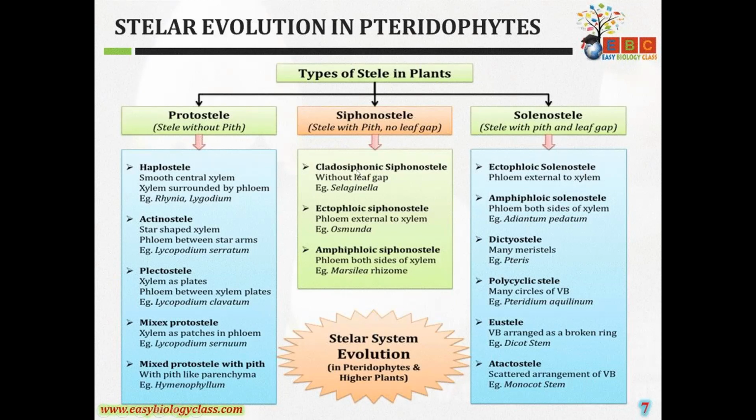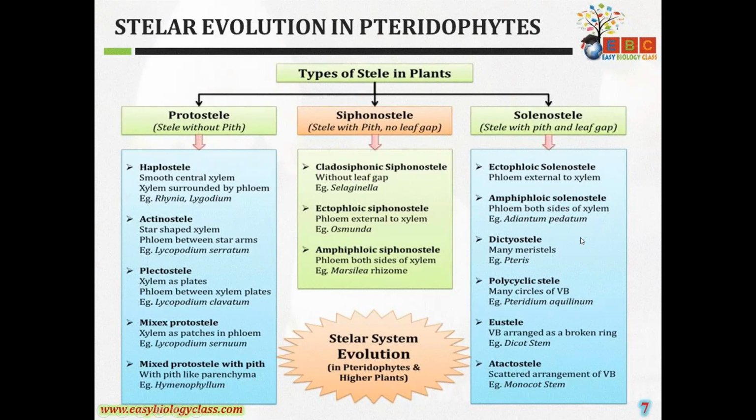Next, here there are three types. The next one is the solenostele. A stele with pith and leaf gap is called the solenostele. Ectophloic means phloem external to the xylem. Amphiphloic solenostele means phloem on both sides of the xylem. An example for amphiphloic solenostele is Adiantum.